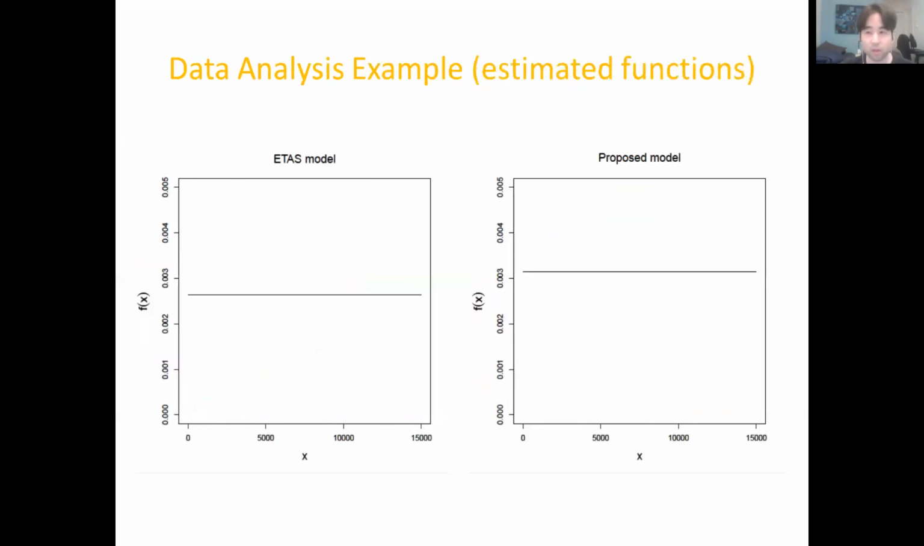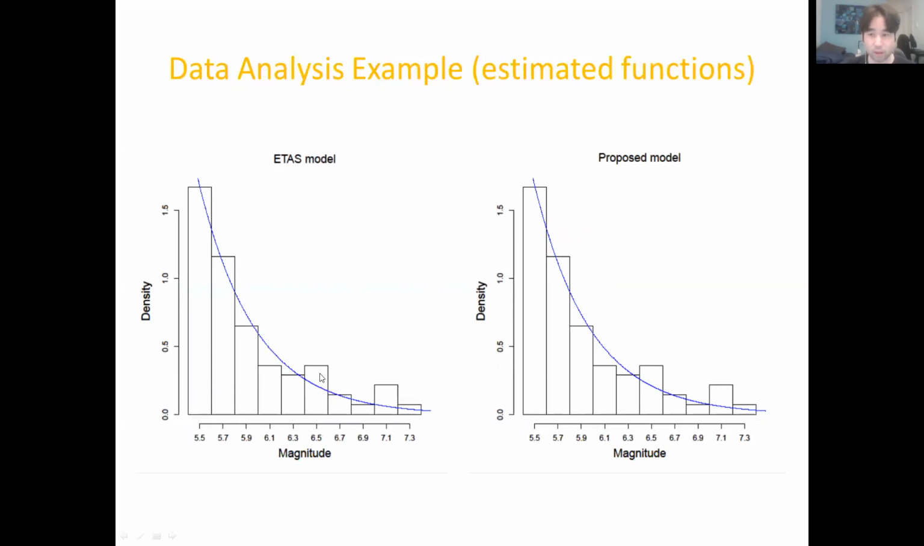And this is about the other target function. There's no big difference between these two models with respect to the estimated function for the main shocks. In this case, we still used a constant parametric form for f of x, but if we apply the non-parametric approach to this target function, we might get a different shape of estimated function, which might be more appropriate for the data patterns of the main shocks.